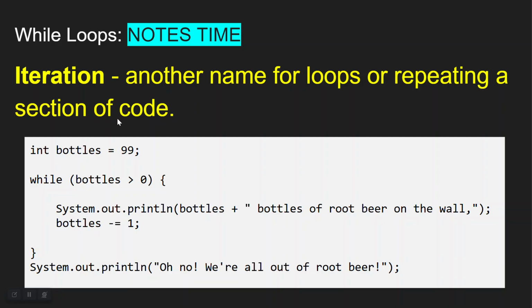So for instance, we've got some iteration happening down here. It says int bottles equals 99, and then while bottles is greater than 0, go ahead and print however many bottles of root beer on the wall, and then bottles minus equals 1, and then this keeps going and this keeps going, and then way down here outside of the curly braces it says, oh no, we're all out of root beer. So this is what iteration looks like. This is a while loop.